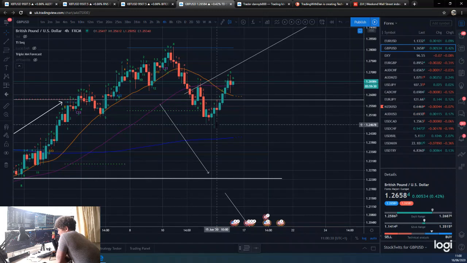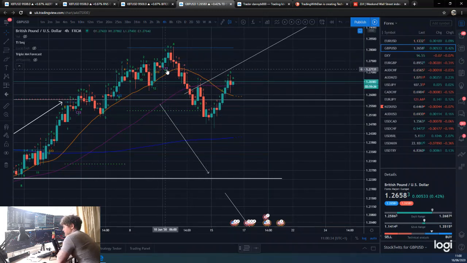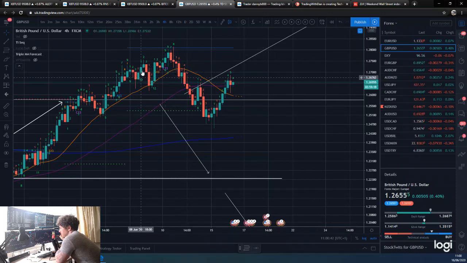Yeah, cable dipped below our level, got back above. This is on the 4-hour. Not too much really TD wise. Nearly got a 9 there. We got faked into a bit of a trade here, but the trade did come into a nice profit. So and then yeah, back up again and then back down again.